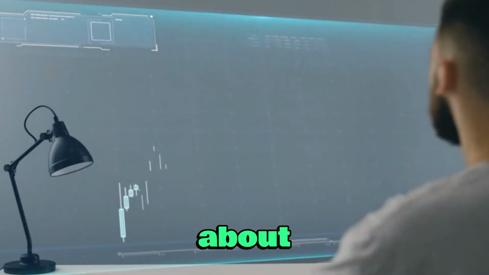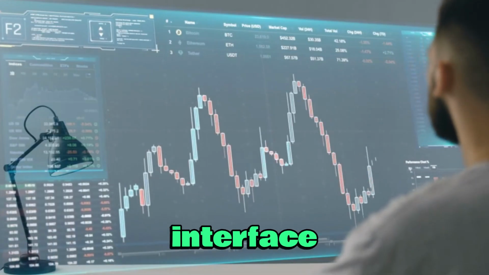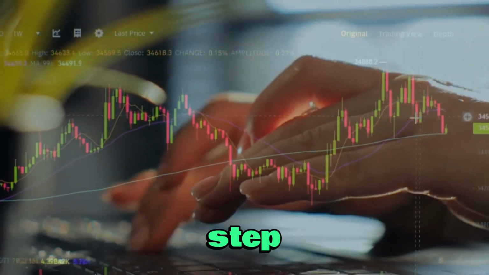Let's discuss placing your first trade. Now that you understand the Binance interface, it's time for the most exciting part: making your first crypto trade. Let me walk you through it step by step.